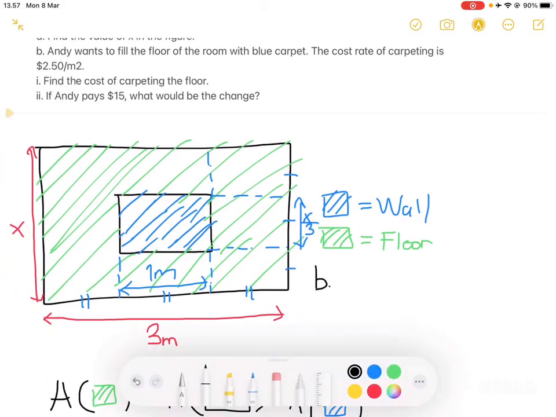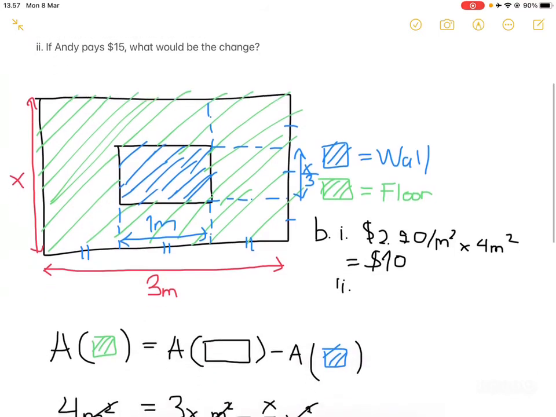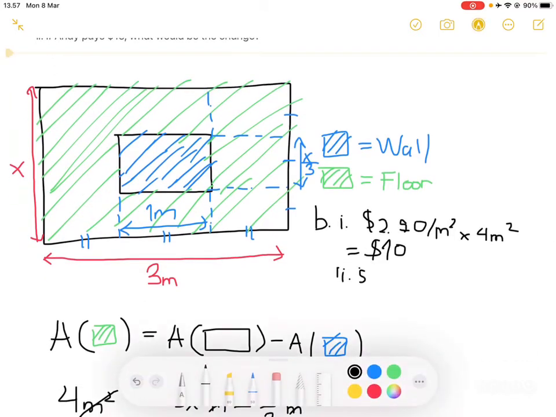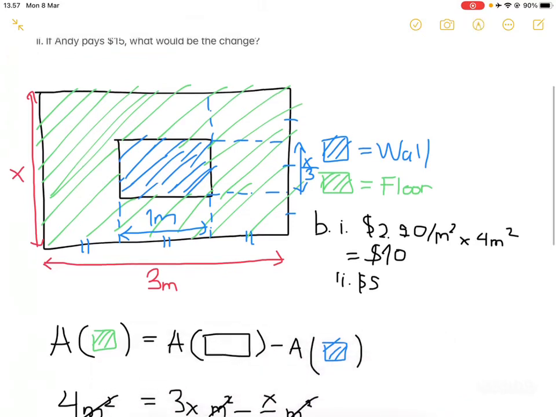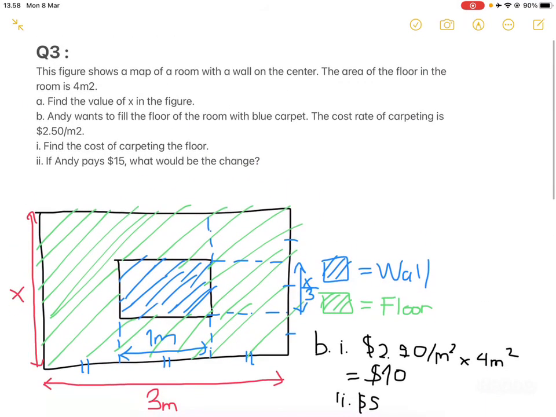So this is going to write part 1 of part B right here, which is just the cost rate multiplied by the area of the floor, which is 4 meters squared. Therefore, the cost will be $10. If Andy pays $15, what will be the change? That is pretty simple. It will be $5, which is the amount of payment minus the cost. So that's pretty easy, I guess.